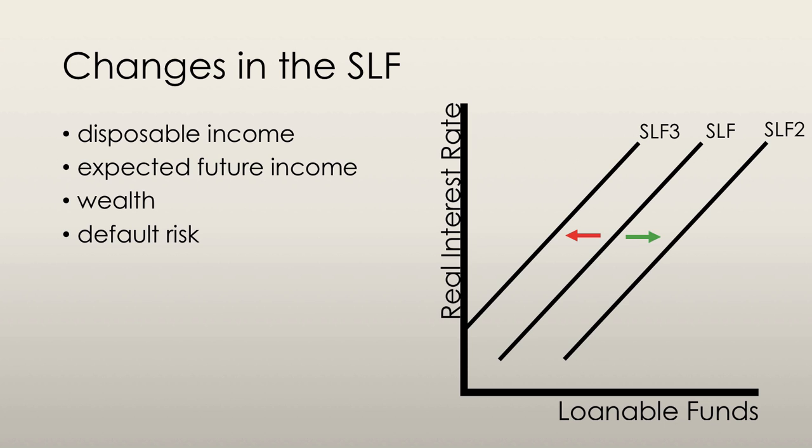It also depends on default risk, and default risk is the risk that a loan will not be repaid. The greater this risk is, the higher is the interest rate needed to induce a person to lend, and so the smaller is the supply of loanable funds. So, in essence, a greater default risk means a lower supply of loanable funds, and a smaller default risk means an increase in the supply of loanable funds.